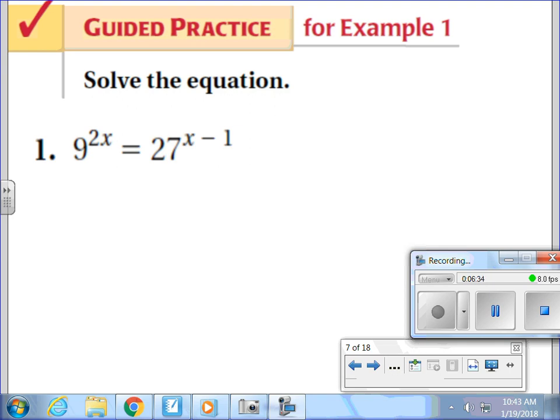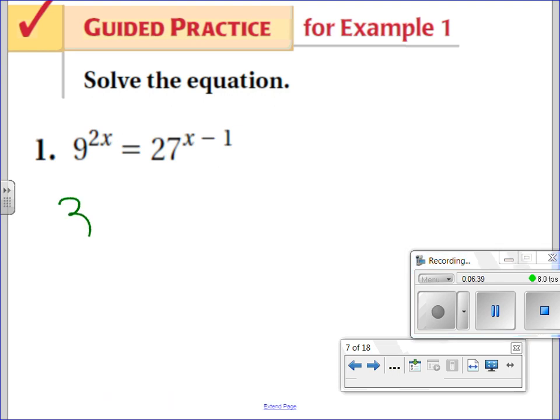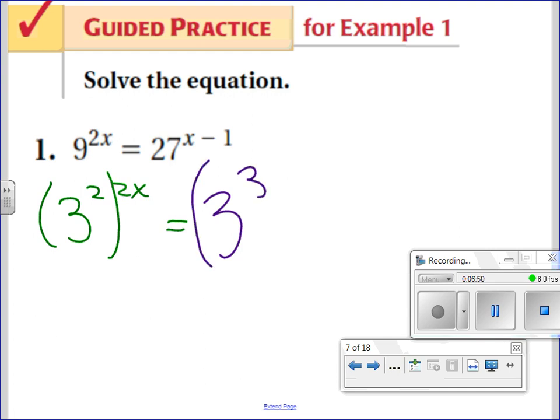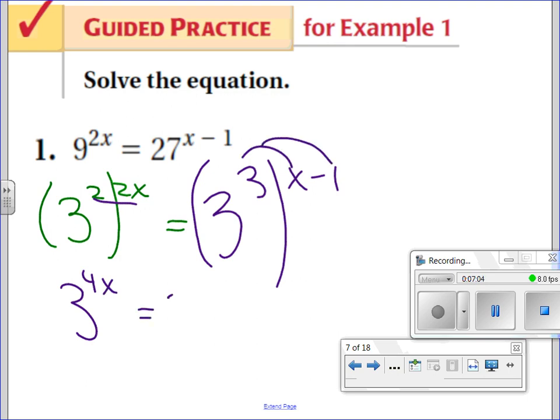I heard somebody saying 3, 3, 3. You're exactly right. 9, we're going to rewrite as 3 squared. So that'll look like this. How could we rewrite 27? 3 to the 3rd. Awesome. So now I'm just going to clean up my exponents because they look super yucky right now. 2 times 2x is 4x. And 3 times x minus 1 needs a little distributing. It would be 3x minus 3.